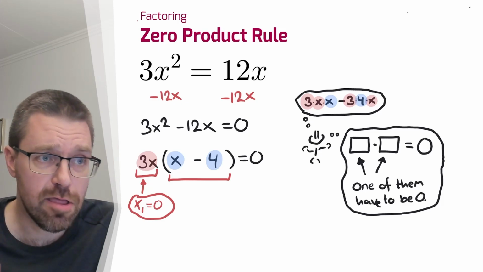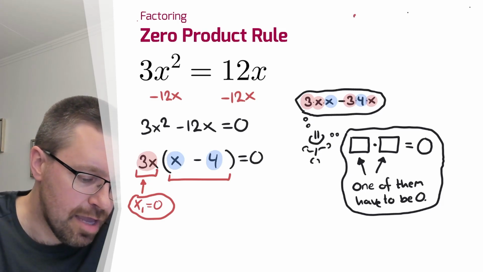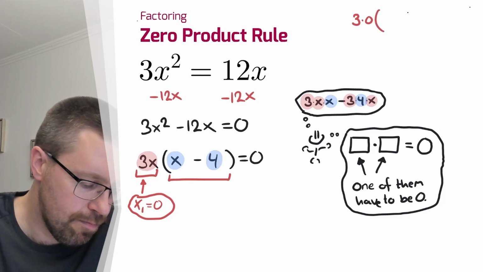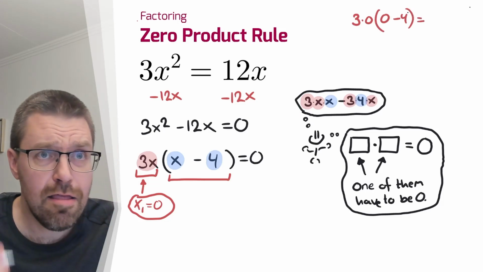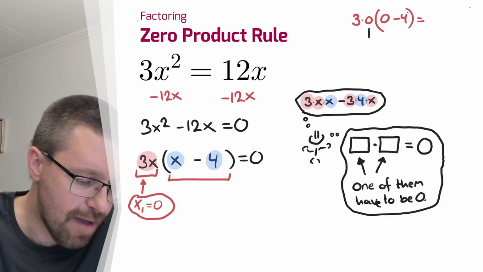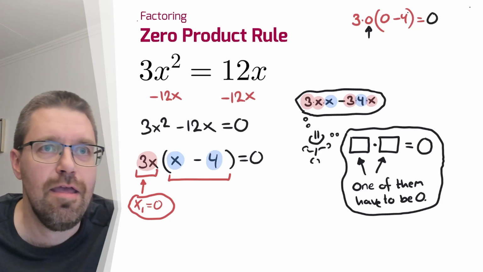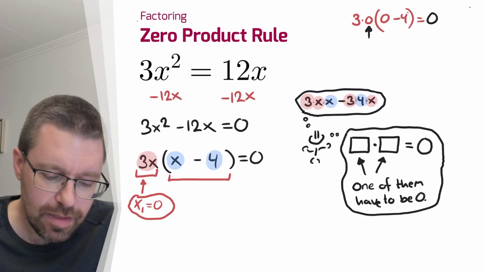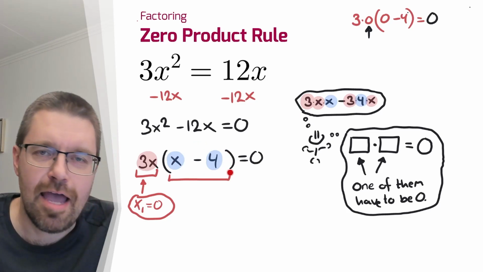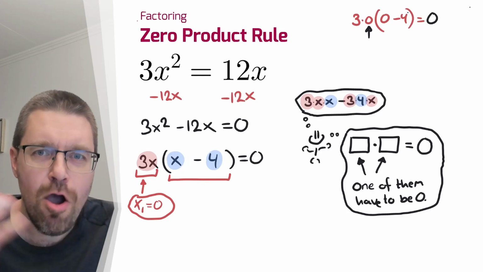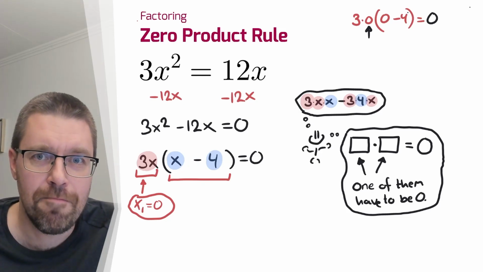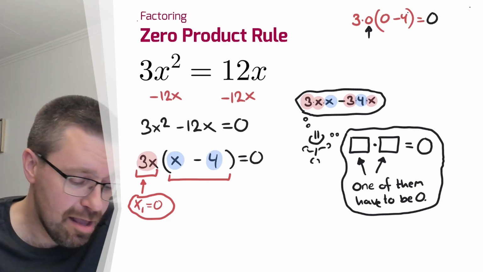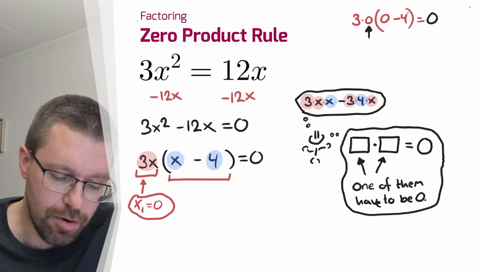If x equals 0, then we're getting 3 times 0 times (0 minus 4). And this must be 0 because we have a factor here that is 0. So this will be a solution. And then we're looking at the other factor, the whole parenthesis. If the whole parenthesis equals 0, then x must be a positive number 4.